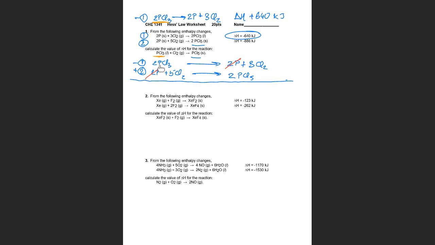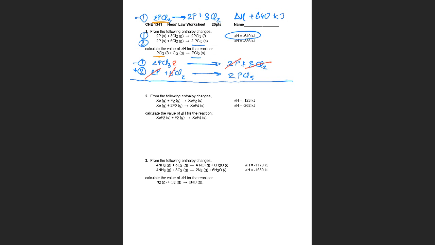See this PCl3? It only appears once on the left-hand side and doesn't appear at all on the right-hand side, so it can stay where it is. These chlorines, Cl2, I have 5 of them on the left, and I've got 3 of them on the right. So 3 out of 5 can cancel. All 3 of those are gone, and it leaves me 2 chlorines behind.